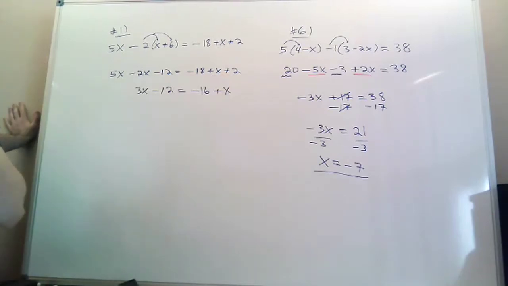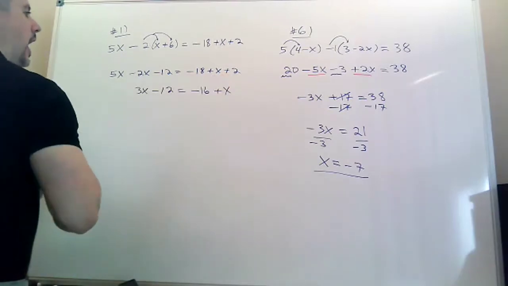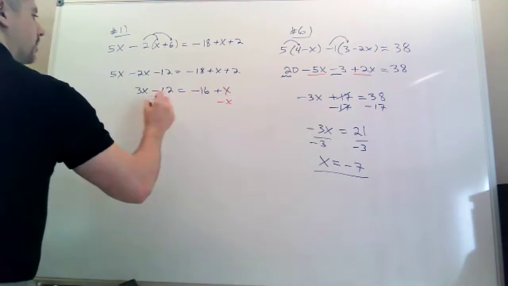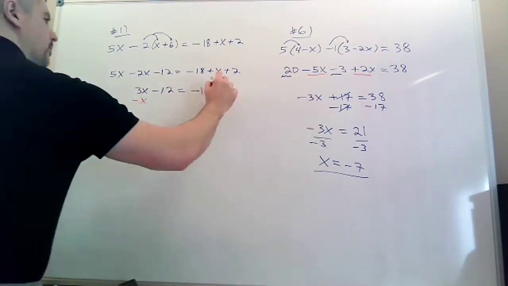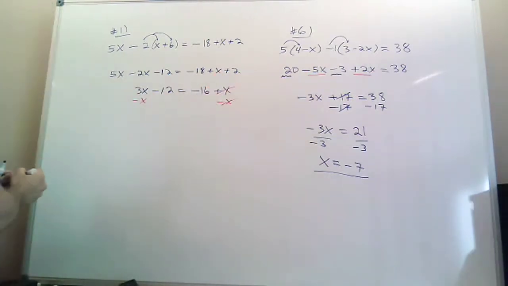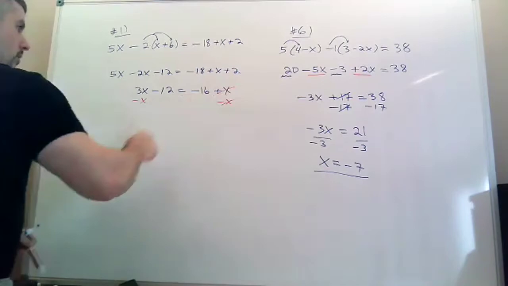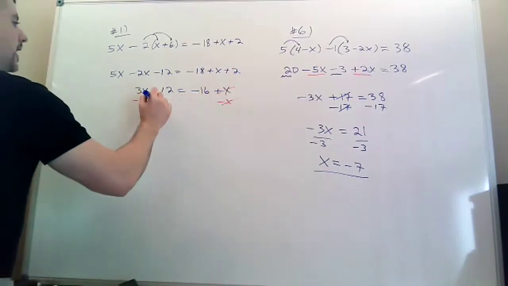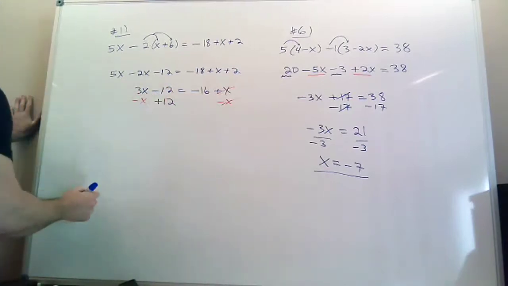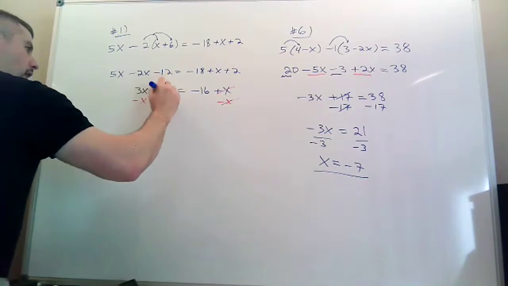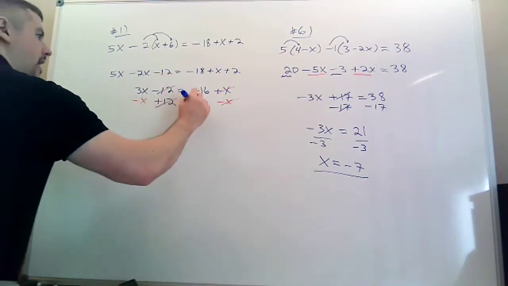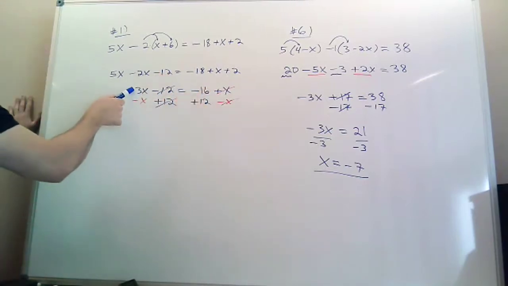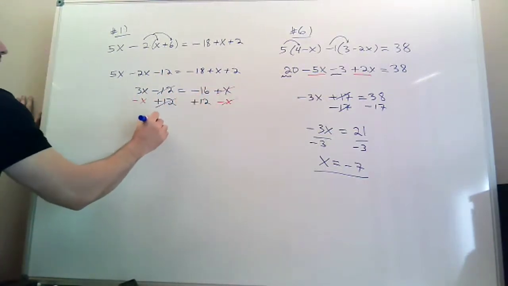Now you have to decide where you're going with each one. I'm going to eliminate the x from this side. Cross it out. Cross it out. It's not there anymore. Then I'm going to add 12. -12 plus 12. Cross them out. That's 0. But then I have to add 12 to this side. So be careful. 3x's take away 1x, 2x.